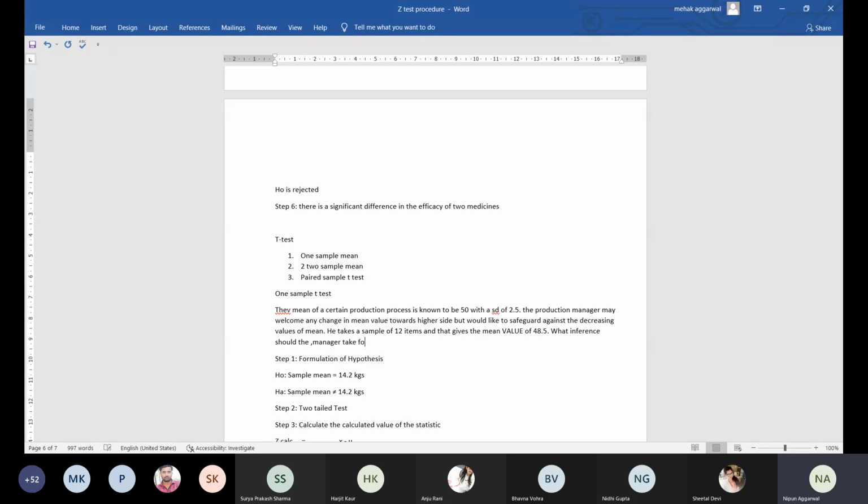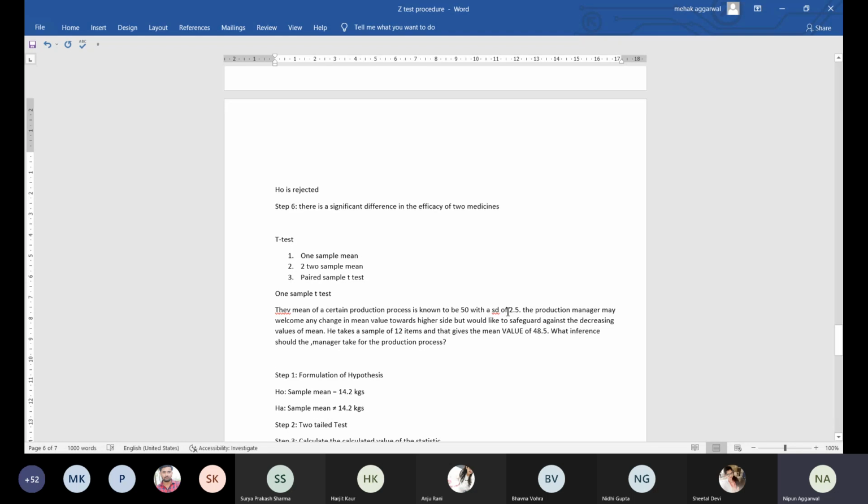For the production process on the sample results, use 5% level of significance. Fine. So read down first the question.